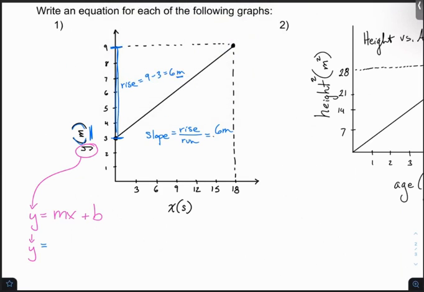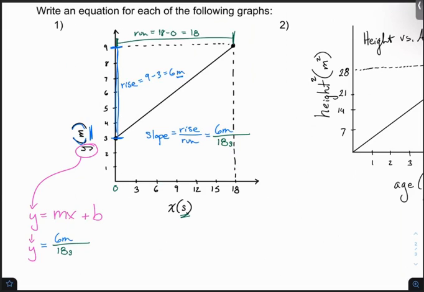And then my run is how far to the right it goes. So it's going to start here and go to there. So it starts at 0 and it goes to 18. So 18 minus 0, this is going to be my run. And so my run is 18, and then I need units. So that'll be in seconds. All right, so I'm going to go ahead and put this down here for my slope.